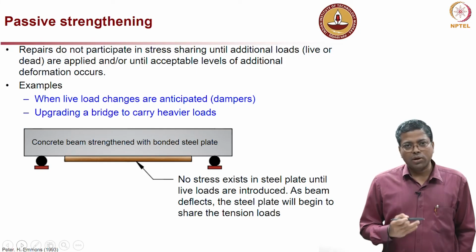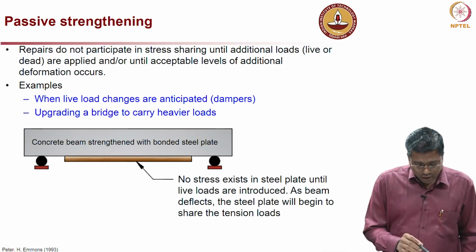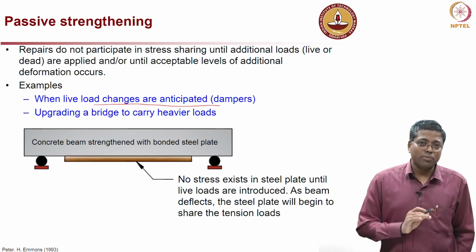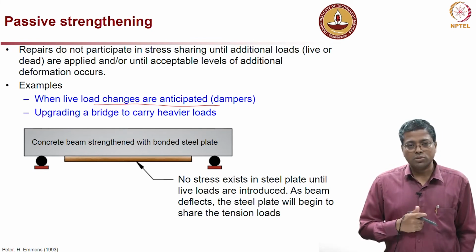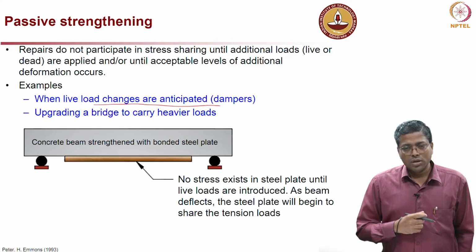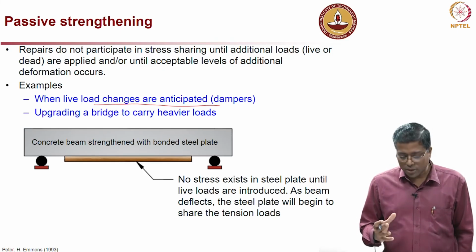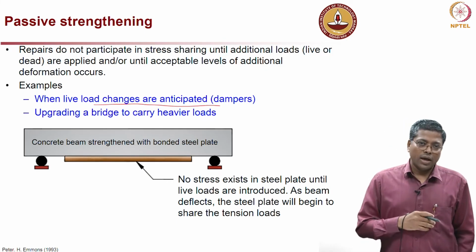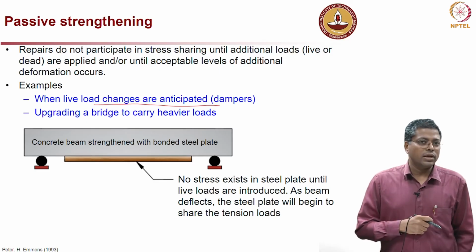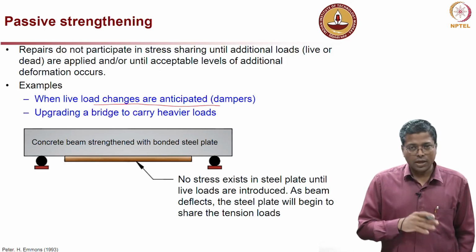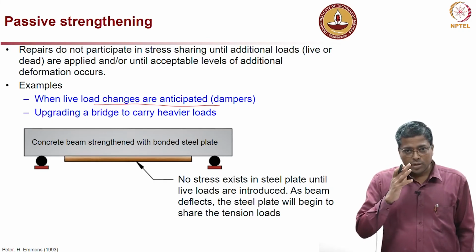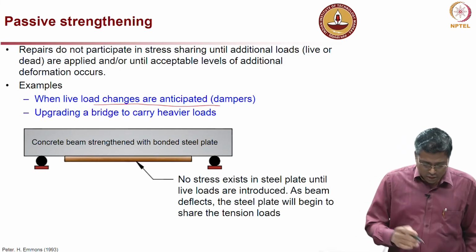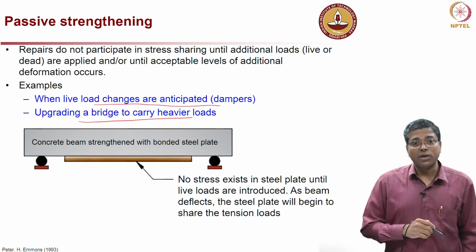I will show you one example of each of these. So, passive strengthening, when live load changes are anticipated. One example is dampers. Let us say you have dampers to resist earthquakes, such as magnetorheological dampers, they actually start functioning when there is an earthquake. Until that moment the dampers do not really have a role. They are there, but they come into action when there is a significant load. And then upgrading of a bridge to carry heavier loads. Okay.